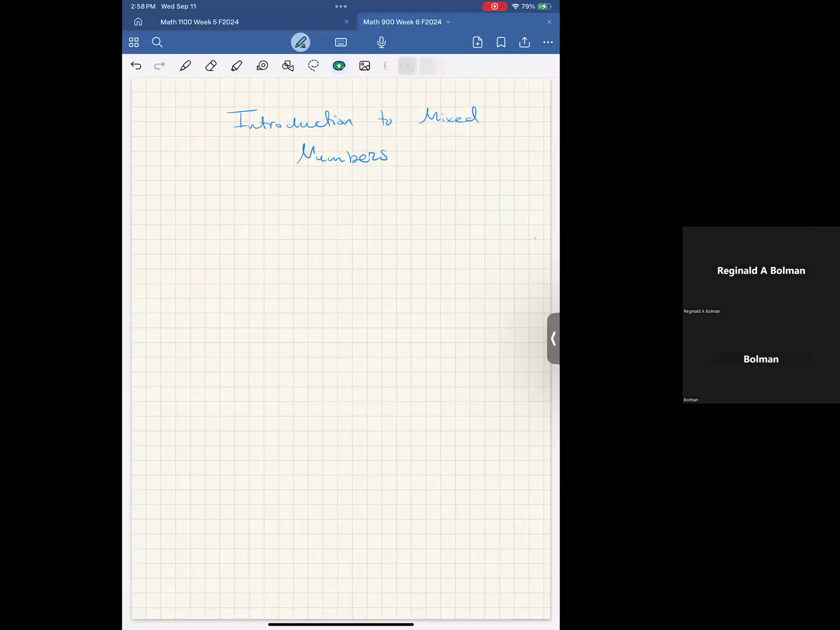Welcome back, class. Today we're going to discuss the topic of mixed numbers. Over the past 2 weeks, we have truly mastered fractions. We know how to add, subtract, multiply, and divide fractions. Furthermore, we know how to perform certain operations between two or more numbers, depending on the circumstance.